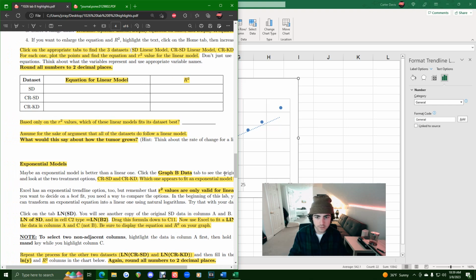I was also on the fence about saying the standard diet, if a linear model best fits the standard diet. I don't know. I think it's just something along the lines of it grows at a constant rate. I think that's the idea.